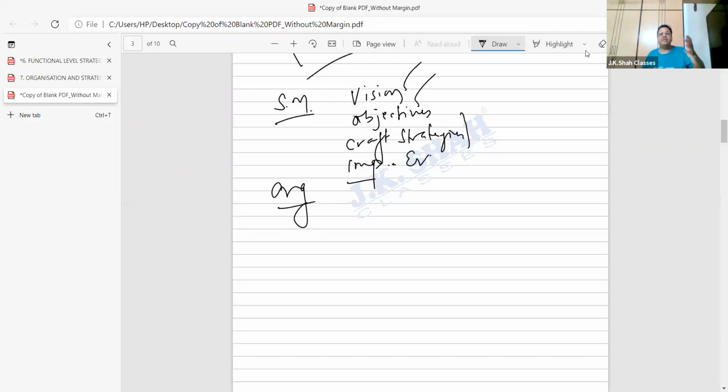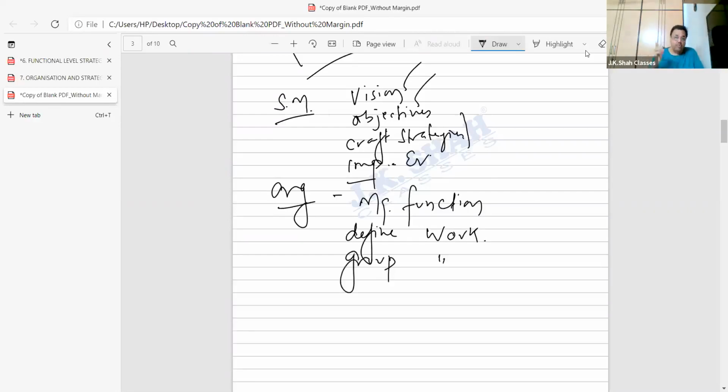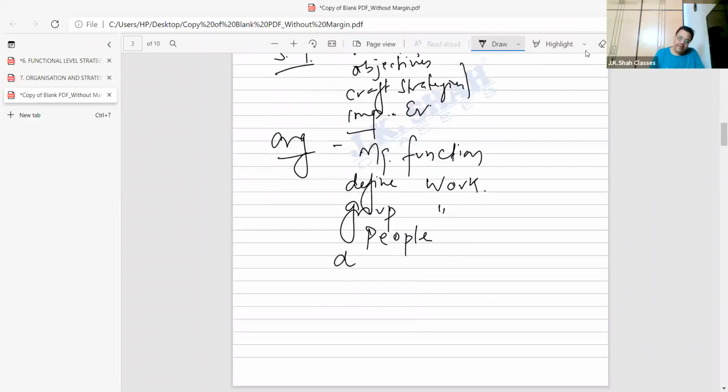So the first thing, how do I explain organization? Listen, it is said organization is that management function in which we define the work that is to be done. We first define the work. Then we group the work to be done. Then we appoint people to do the work. Then we delegate authority to the people to do the work. We fix responsibility on the people.